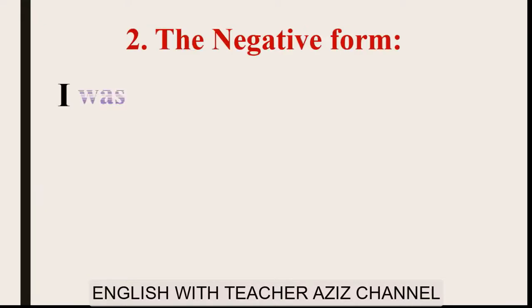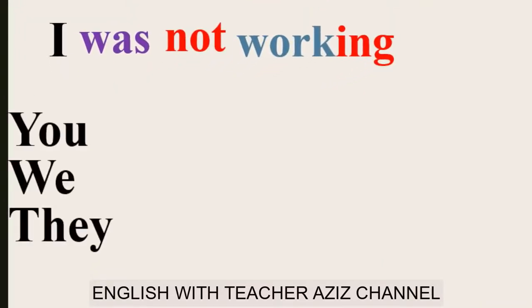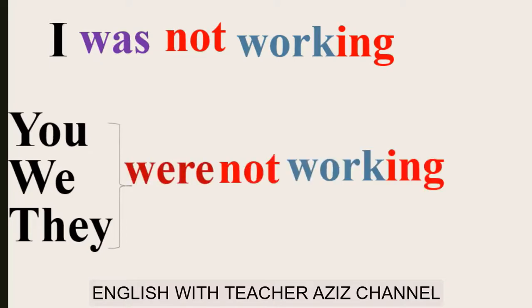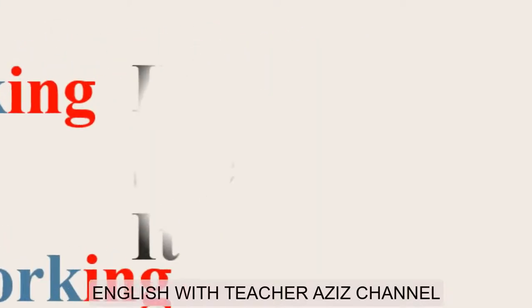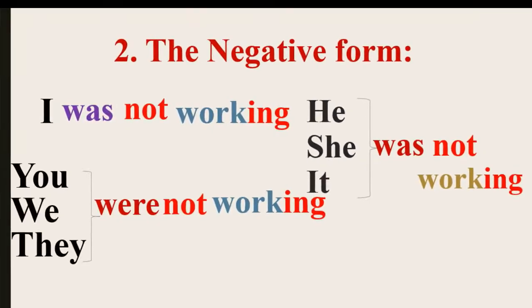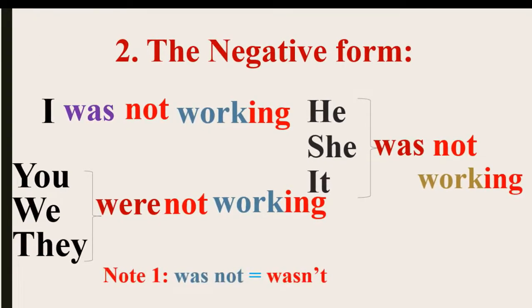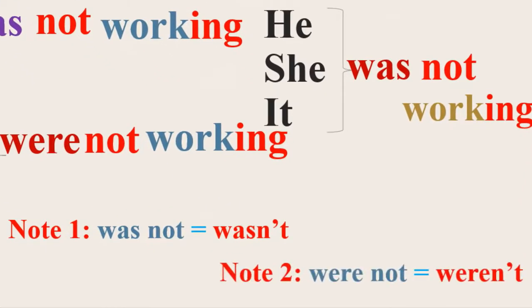Negative form. I was not working. You, we, they were not working. He, she, and it was not working. Again, let's have a look at note number 1. Was not, this is the long form. The short form is wasn't. Note 2. Were not, this is the long form. The short form of it is weren't.